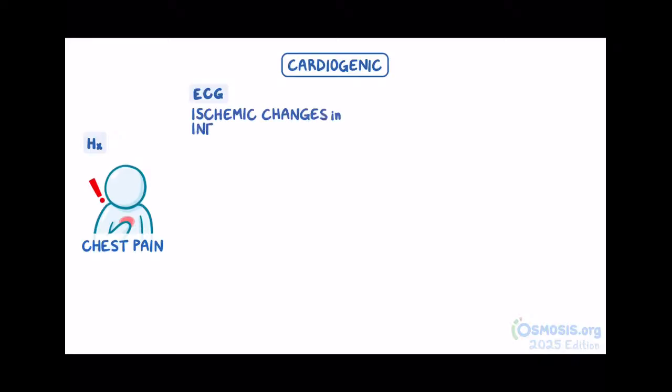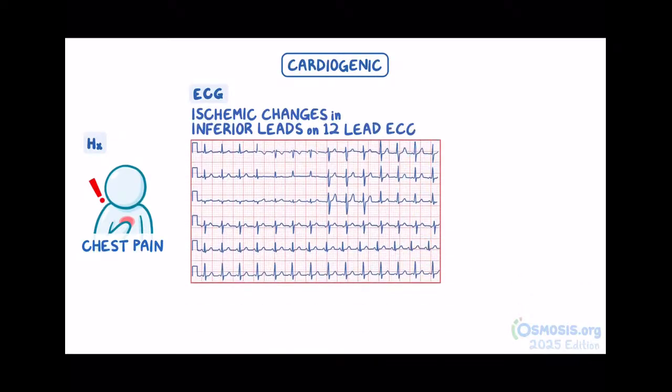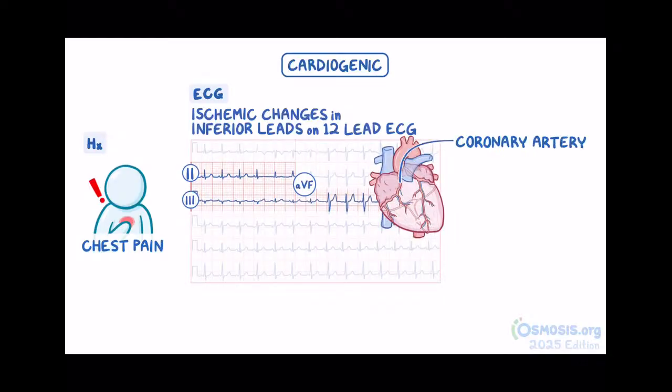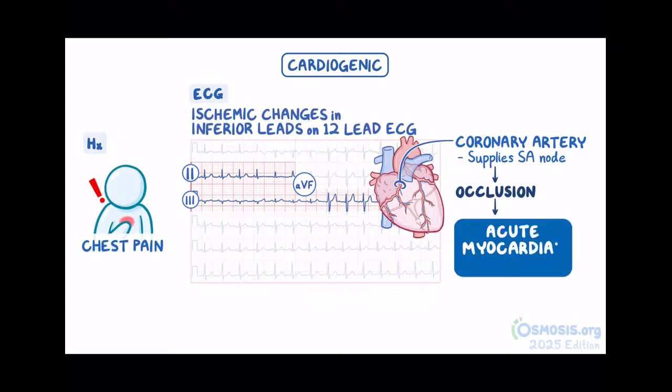Now, let's go over cardiogenic causes of bradycardia. Your patient may report chest pain, and the ECG will have ischemic changes in the inferior leads on the 12-lead ECG, such as 2, 3, and aVF. These leads reflect the right coronary artery, which supplies the SA node, so occlusion leading to acute myocardial ischemia here can cause bradycardia.